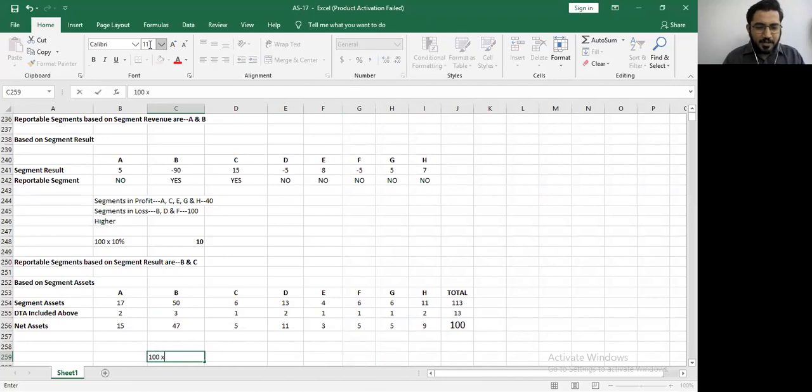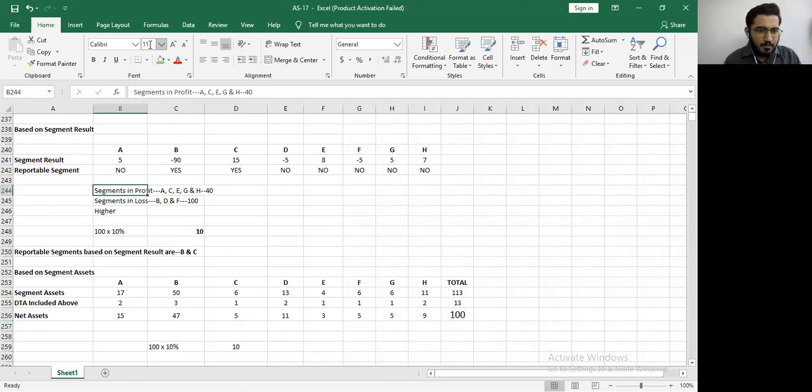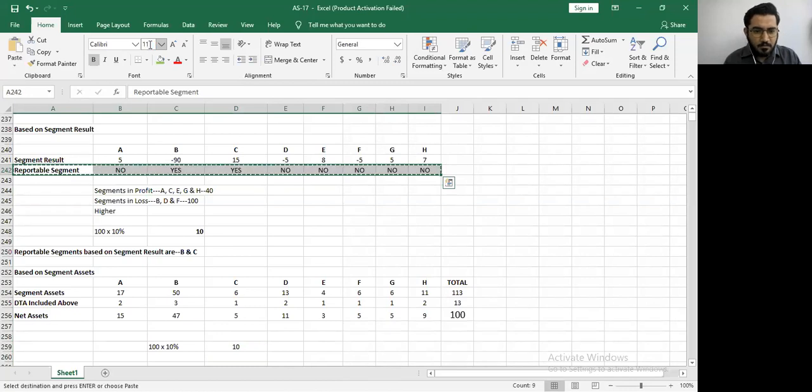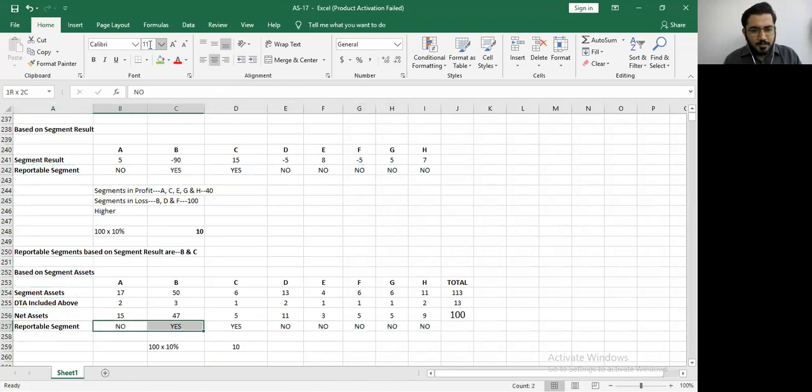Again, let's follow the 10% criteria, which comes to what? 10. The question to you is, are separate disclosures required for segment A? Do you need separate disclosures for segment A? Of course, yes. Your criteria is 10, but you have 15. So separate disclosures are required.